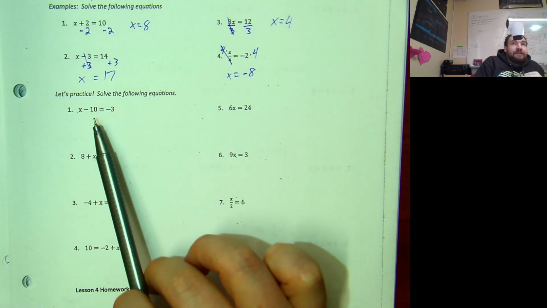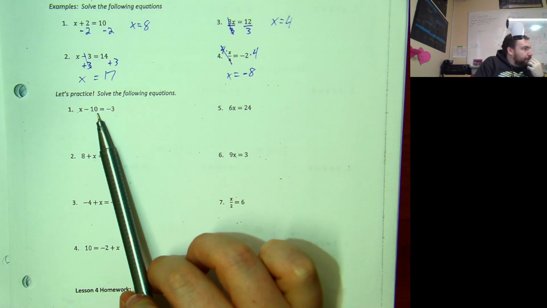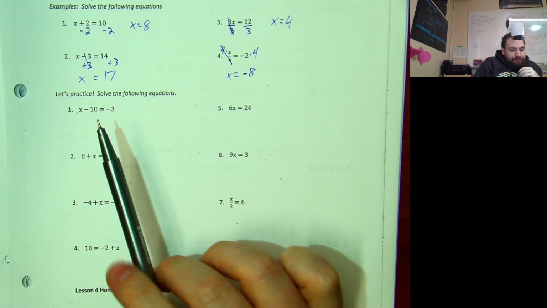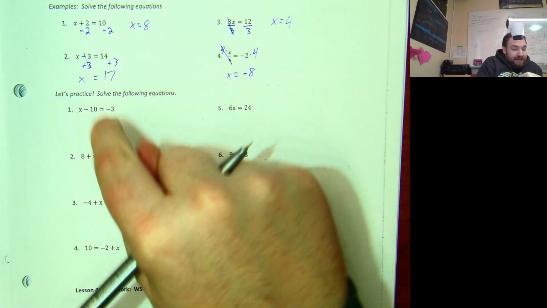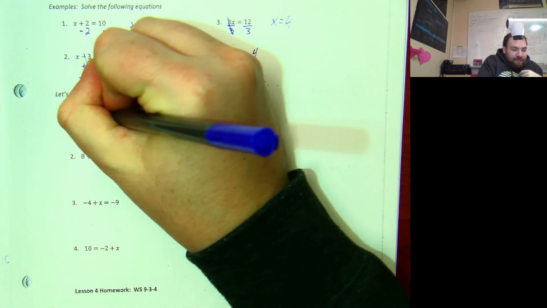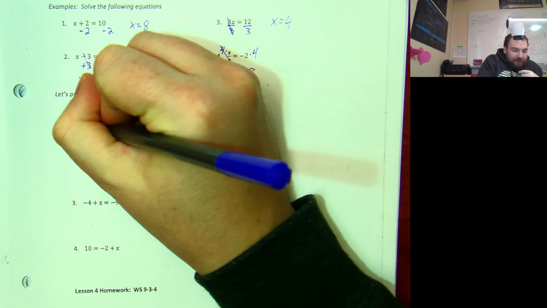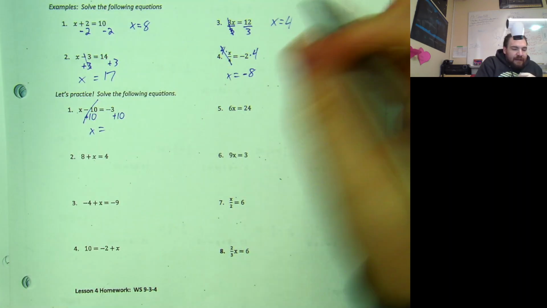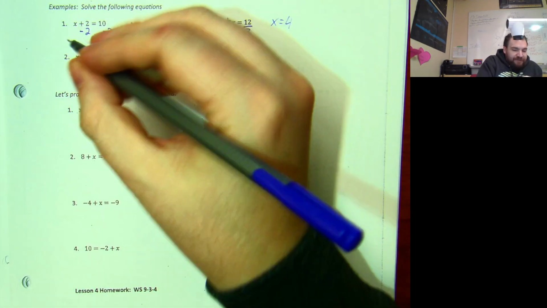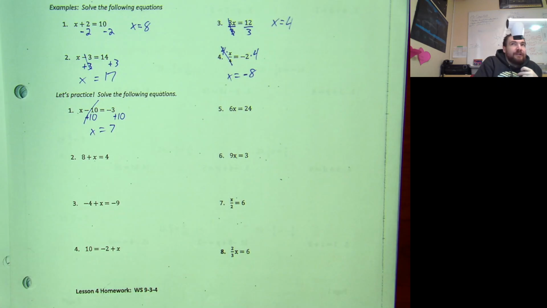Okay, so what do I do? Carolyn, I'm going to add 10 to both sides. I'm subtracting by 10, and I want to undo it. So we're going to add 10 to both sides. Here it's going to cancel. What do I have left? 7. So Carolyn just took the easiest one. Good luck, rest of you.